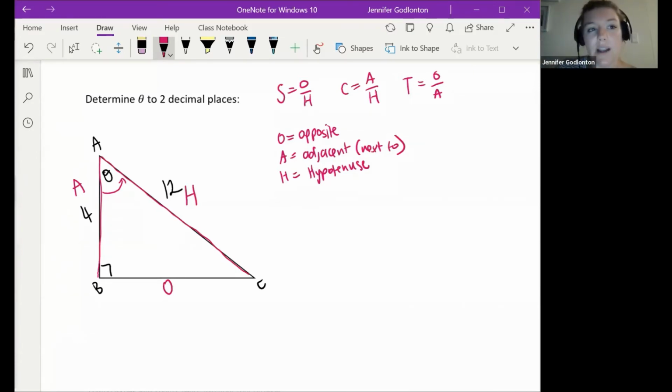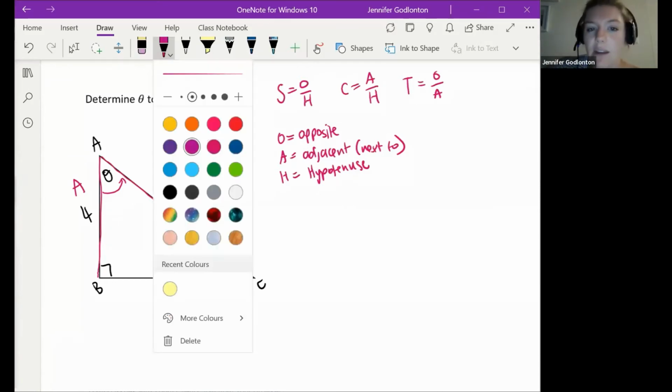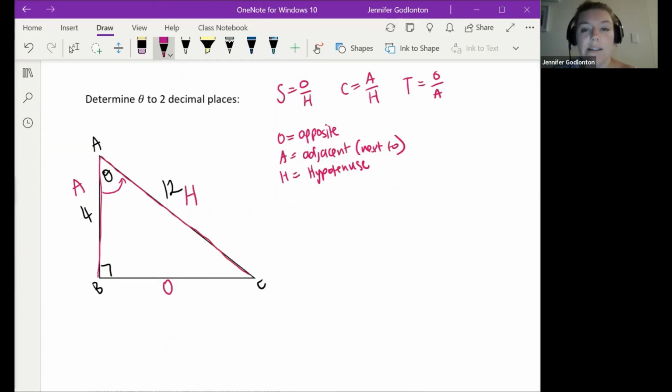So first step is find our trig ratios. Second step, label our triangle. Third step, we do the same thing that we did when we wanted to find a side. We want to write what we have and what we want. Okay, so in this case, we have two different things and we want one thing. Who can tell me what the two different things that we have are?